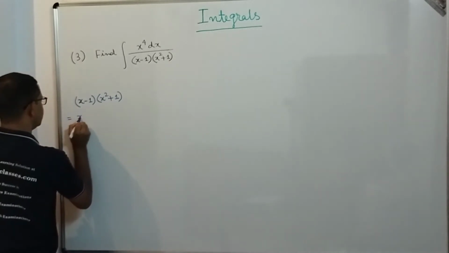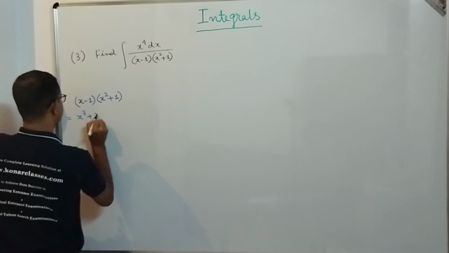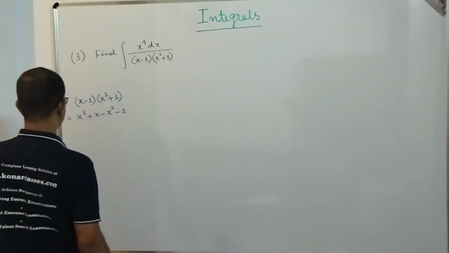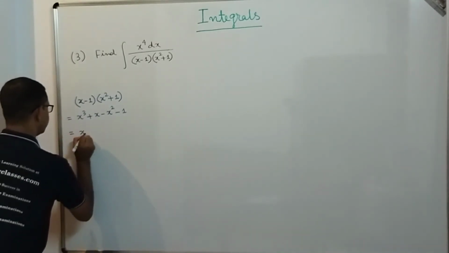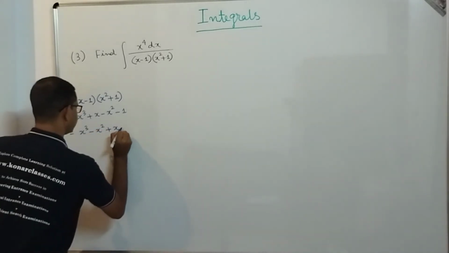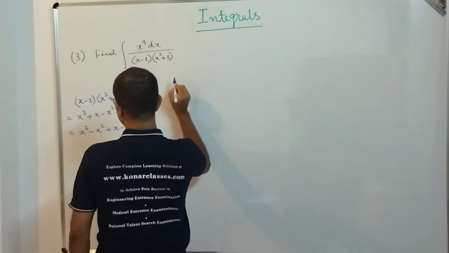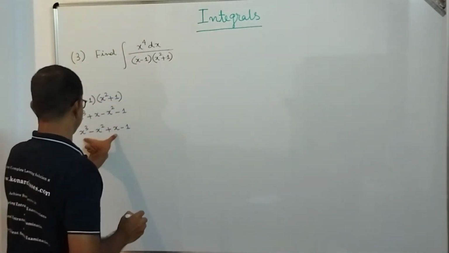That becomes x to the power 3, then plus x minus x square minus 1. Correct? So what we get here is x to the power 3 minus x square plus x minus 1. So now in this integration, you can divide x to the power 4 by this expression, right?